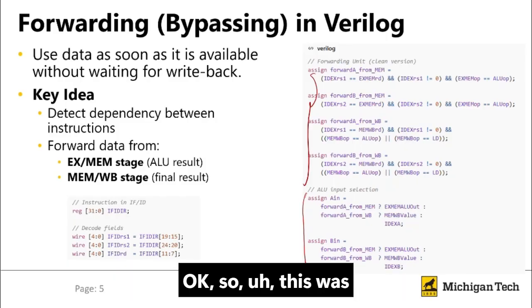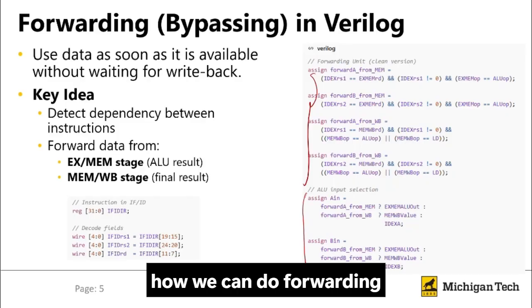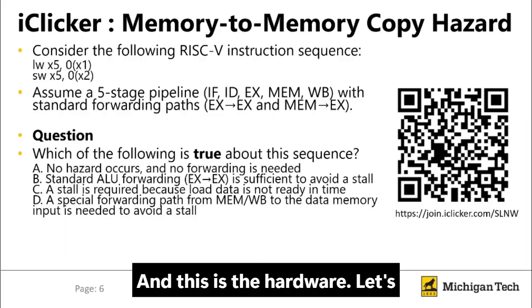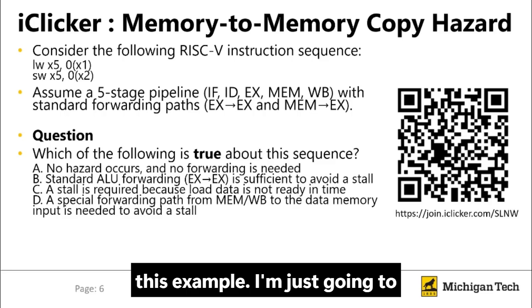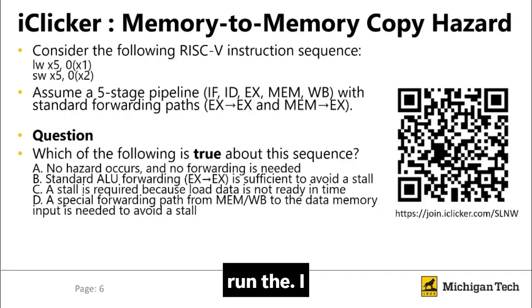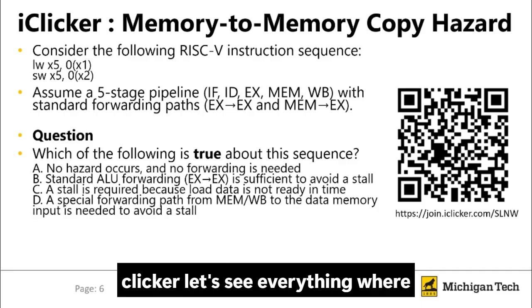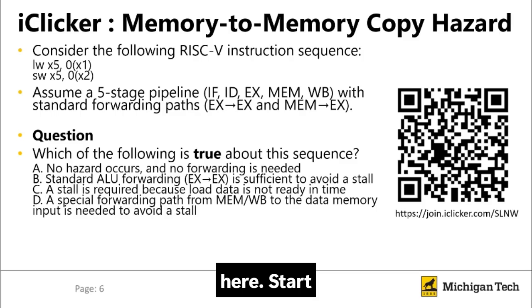Okay, so this was how we can do forwarding or bypassing in Verilog. And this is the hardware. Let's do this example. I'm just going to run the iClicker. Let's start that. Then go pool. Start the pool.